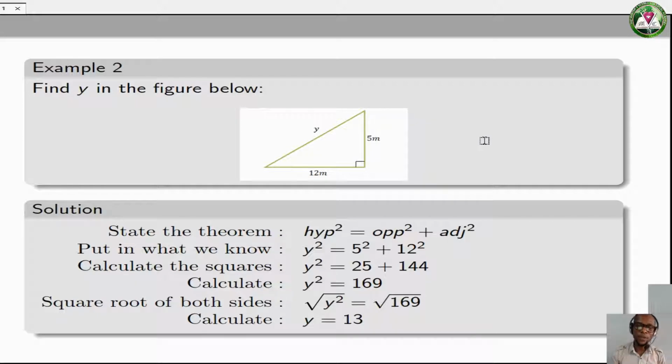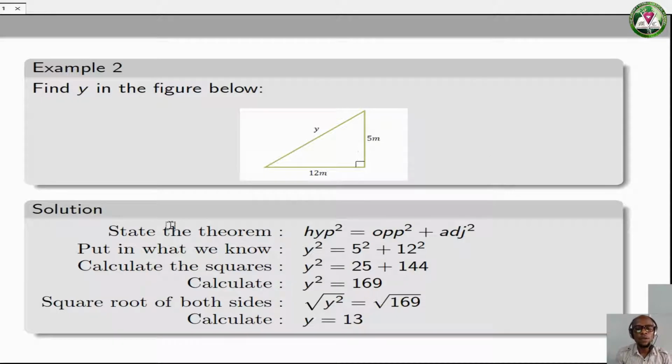Also, it is the hypotenuse, because the side opposite the right angle is termed y here, which is our unknown. And our opposite here is 5 meters, and our adjacent here is 12 meters. Now you can see that in this example, the sides are given the unit of meters. So it is very important that you take note of these units.